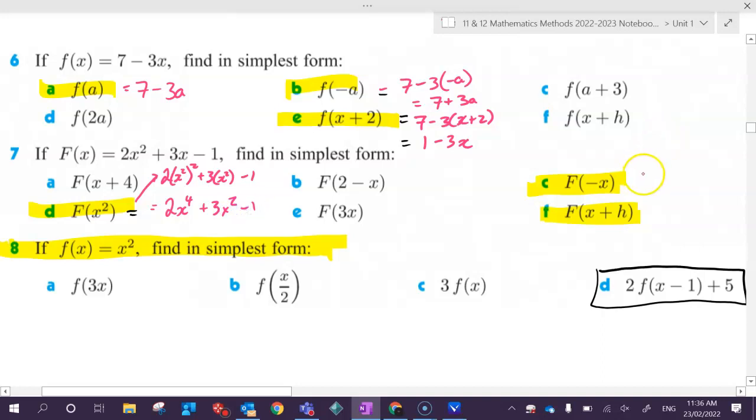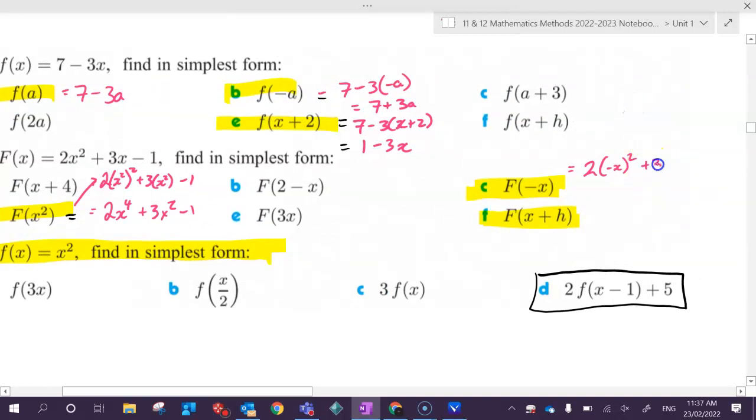F of negative x. 2 by negative x, when I square it, that negative is going to disappear, isn't it? Plus 3 times negative x, take 1. 2x squared, take 3x, take 1.